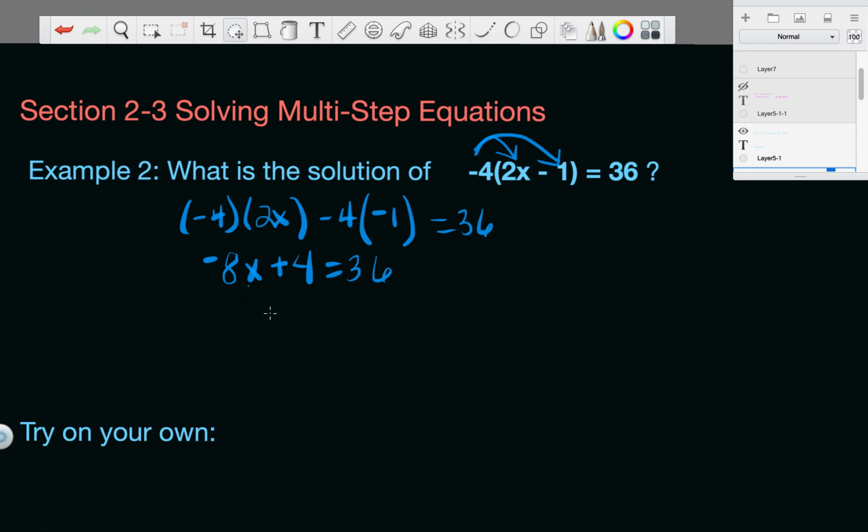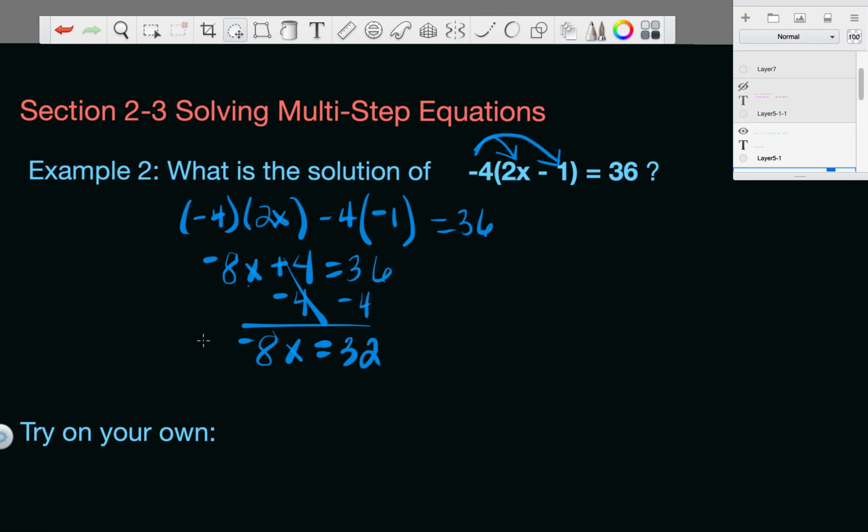I want to get this x alone, so I need to move this negative 8 and this 4. The 4 is furthest away, so I'm going to do the inverse operation of addition, which is subtraction. So 4 minus 4, and then 36 minus 4. I'm left with negative 8x equals 32.